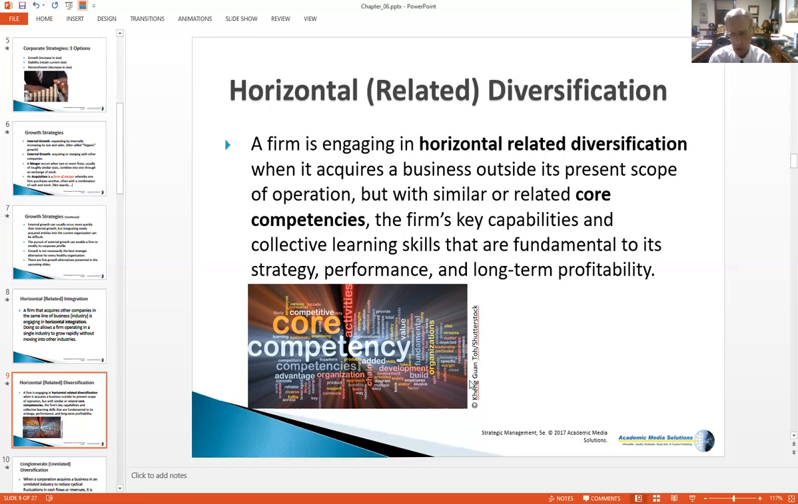Deere does make some wheeled vehicles too, but many of its products, the majority, are tracked rather than wheeled vehicles. In this case, there are so many things in common that lots of synergies can occur by taking advantage of each other's core competences. And so Deere has done horizontal related diversification.